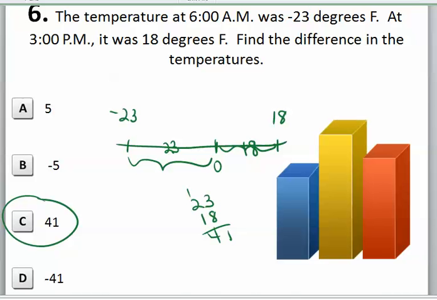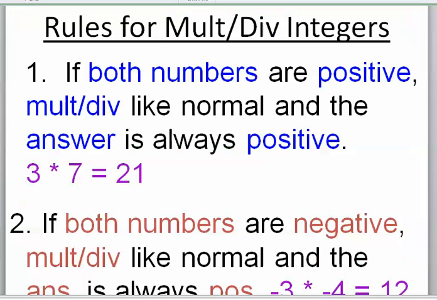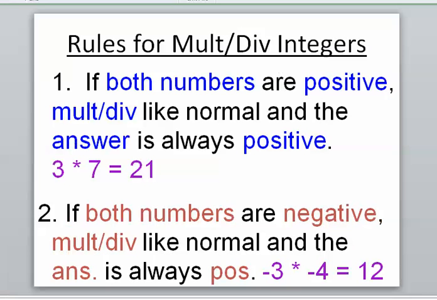Okay, now for today's topic, we've done some review. The rules of multiplying integers. If both numbers are positive, the answer is positive. So here's your example for that. If both numbers are positive, the answer is positive. If both numbers are negative, the answer is still positive. So negative times negative is positive, or positive times positive.